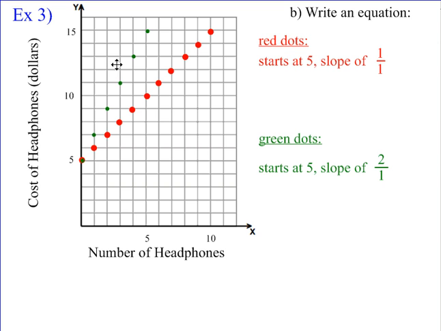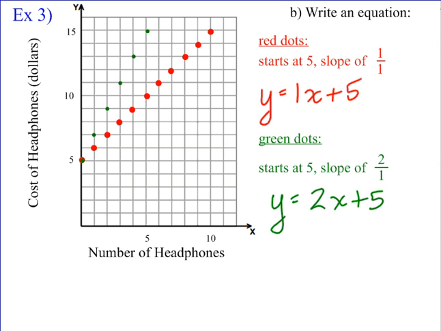But let's try and put some of that information into an equation. So for the red dot company, let's write an equation. It would be y equals 1x plus 5, because a slope of 1 and a y-intercept of 5. The same thing would be true for the green dot company. y equals 2x plus 5.